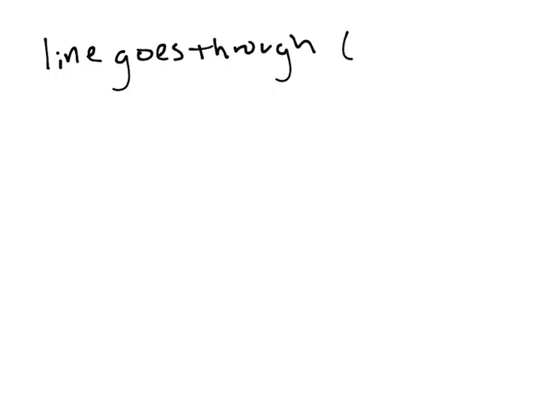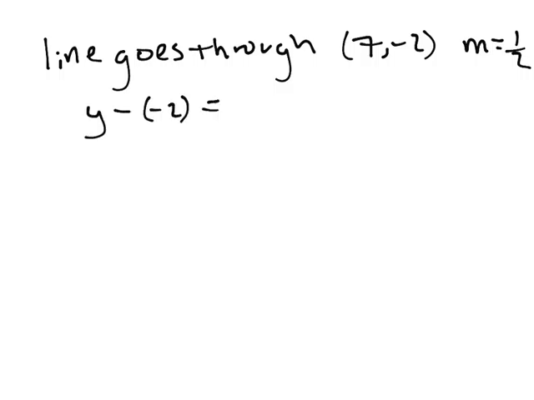Find the equation of the line that goes through the point 7, negative 2, and the gradient equals a half. And all I do is I replace those values into my equation. So I get y1 is minus 2, and it's a half times x minus x1, which is 7.